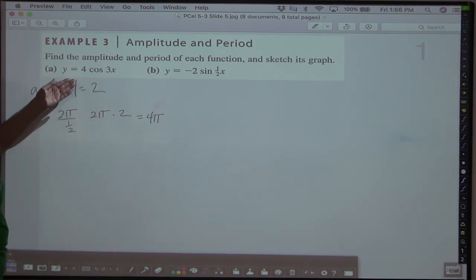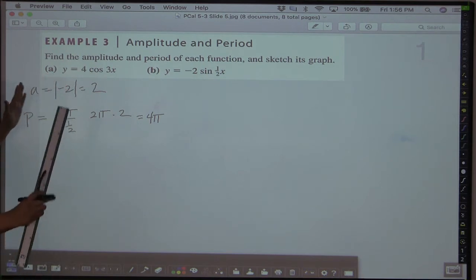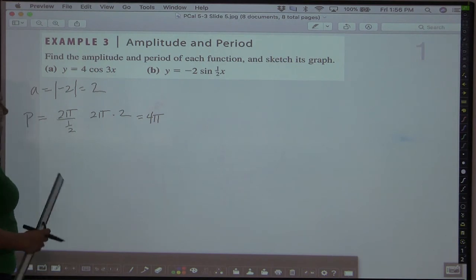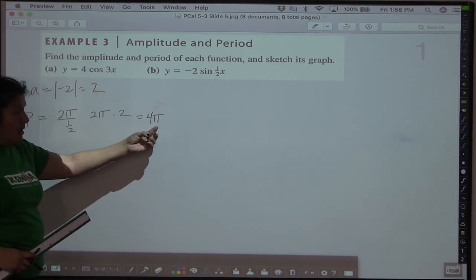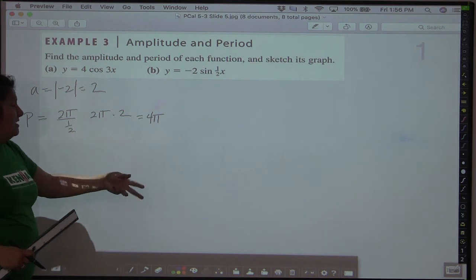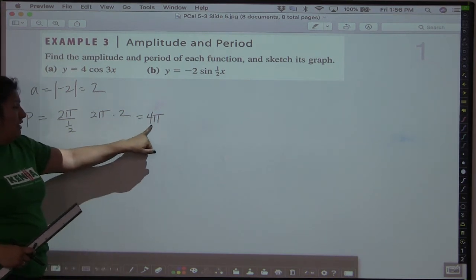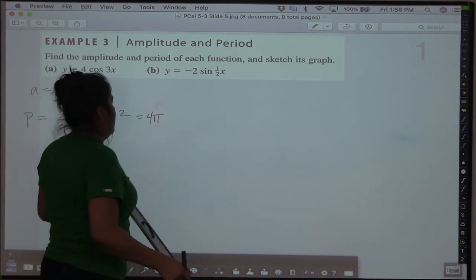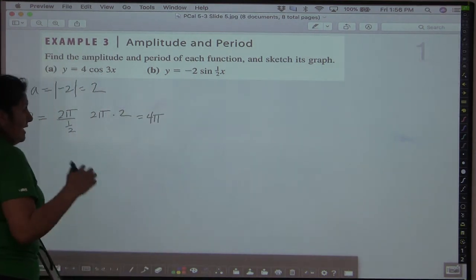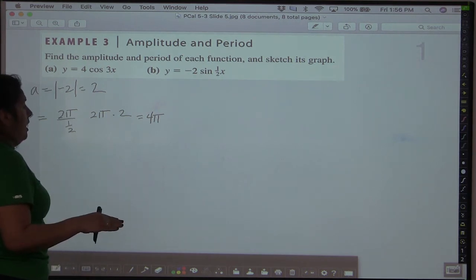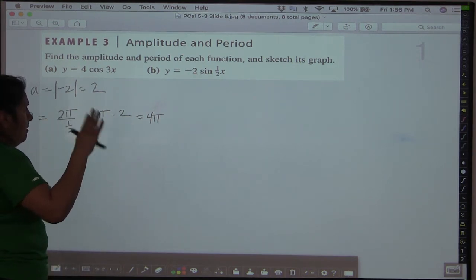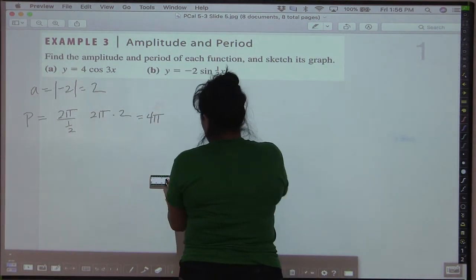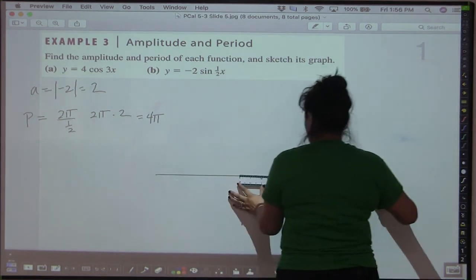So this is like the opposite of what happened in part A. In part A, you shrunk the period, like you completed your cycle sooner. Now it's taking me longer. It's taking me twice as long. Normally it would take me 2 pi just to finish one cycle. Now I'm only finishing one cycle in 4 pi. So now it's slowing it down. So the negative is going to make it go upside down, but there's no phase shift and there's no vertical shift. So now we're going to go to our graph situation here.